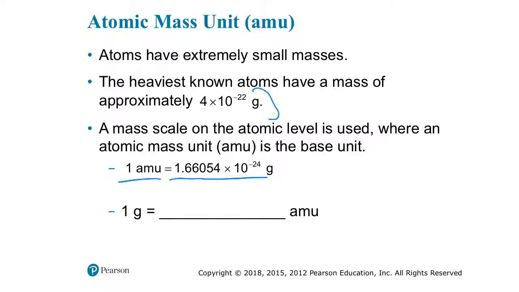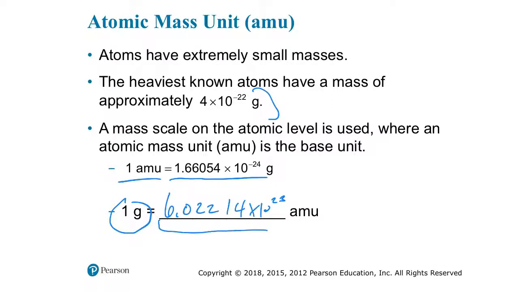We can always interconvert our conversion factors. Imagine dividing both sides by 1.66054 times 10 to the minus 24. That will give us the conversion for how many AMUs there are per gram. Only reason I'm pointing this out is because if you do this arithmetic, I'm going to do it on a calculator just so I can write down the exact digits I get. If I do 1 divided by 1.66054 times 10 to the minus 24, then I get 6.02214 times 10 to the 23 AMU.